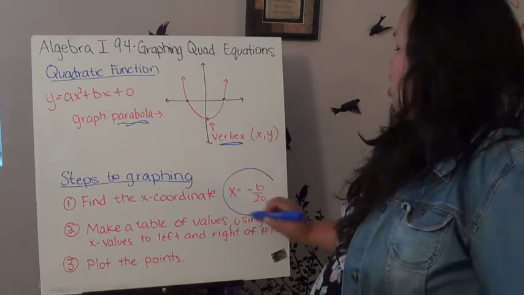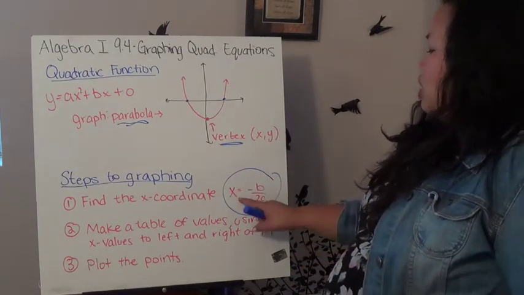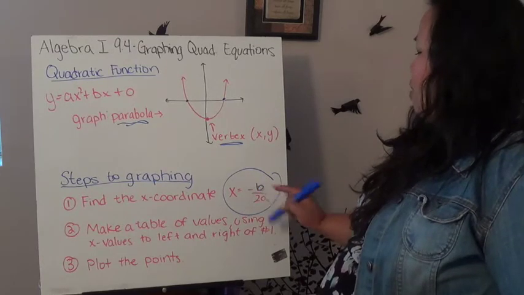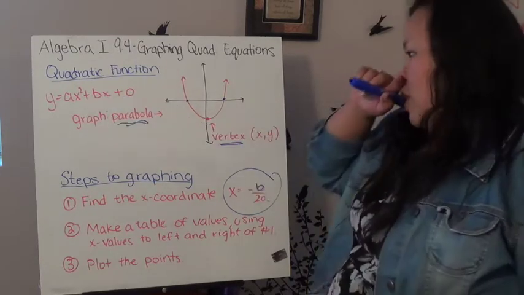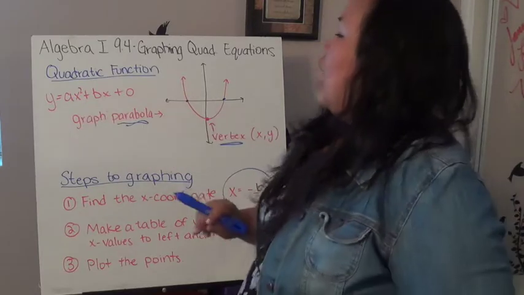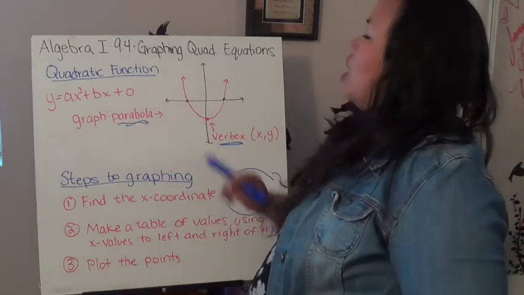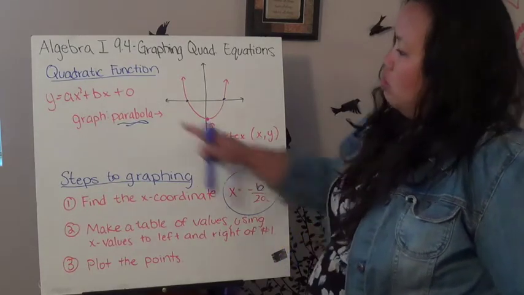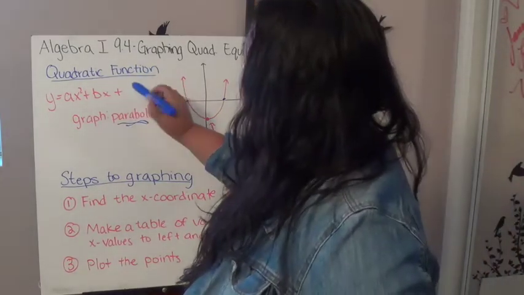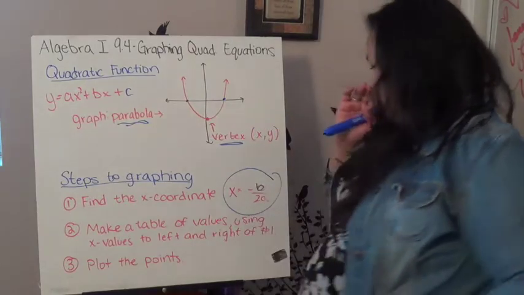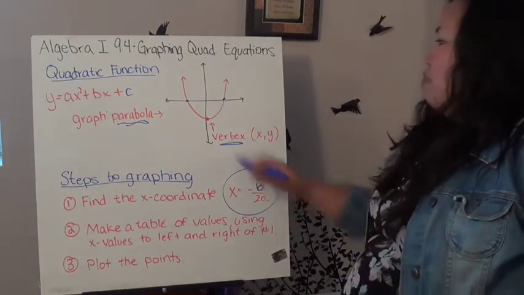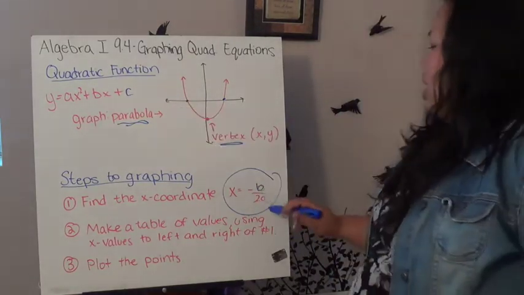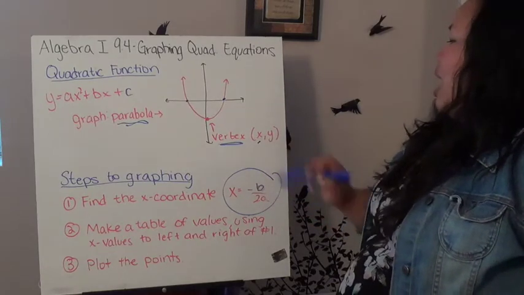Here's the equation that you want to memorize. Once I find this x, and how do I find this x? Well, they're going to give me an equation. The number in front of the x squared is a, the number in front of the x is b, and then c is right here. Okay, so I'm going to take b and plug it in, and a and plug it in. Whatever that is, that's going to be my x.